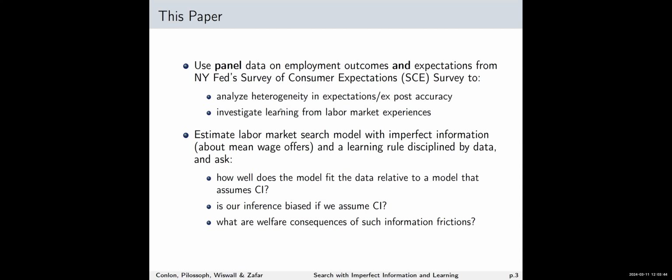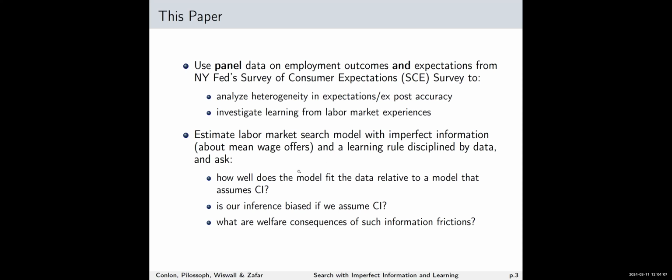After we analyze that data, we're going to estimate a model of labor market search where we have imperfect information about mean wage offers, and the new part is adding incomplete information about the probability of receiving an offer. We're going to have learning rules that are disciplined in an ad hoc fashion by the data that we have from the SCE.